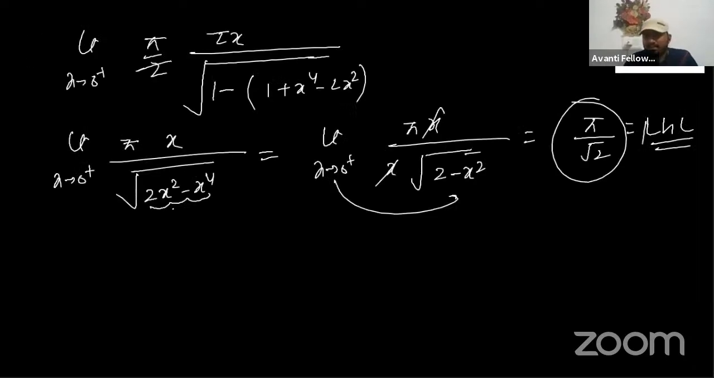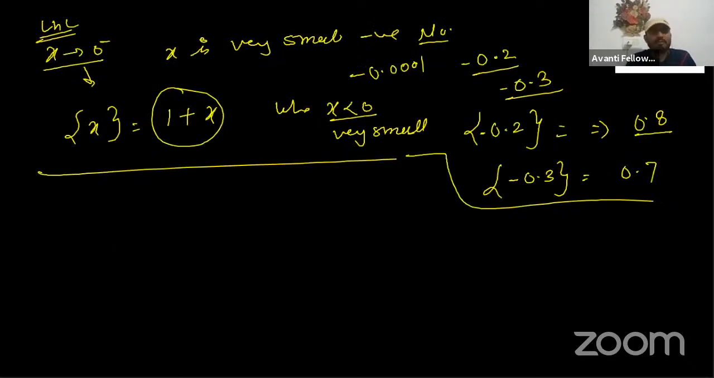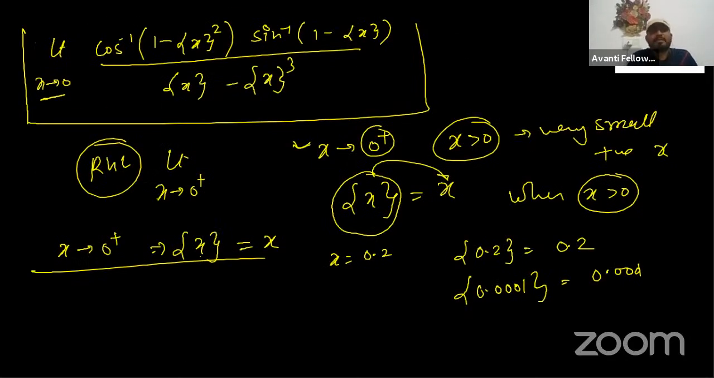The right hand limit, sorry, left hand limit. This is the right hand limit. What will be the left hand limit? Left hand limit is nothing but when your x is tending to 0 negative. In this one, your fractional part function becomes 1 plus x. So the fractional part becomes 1 plus x.